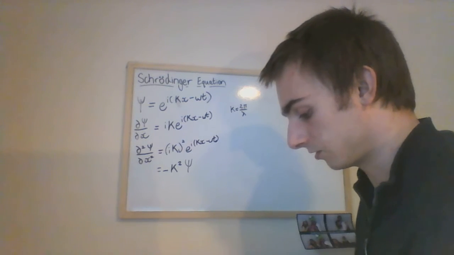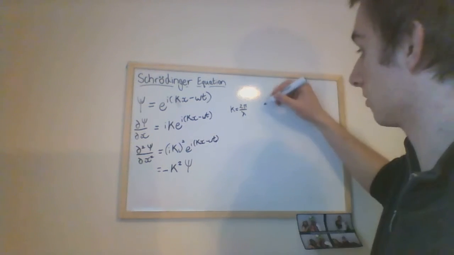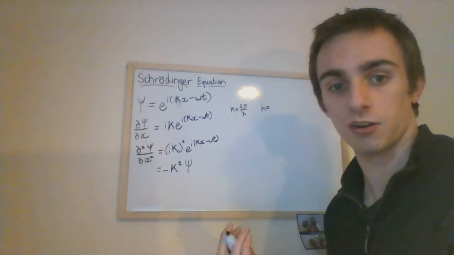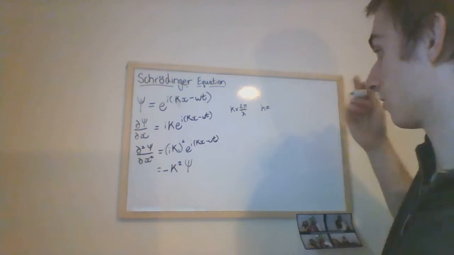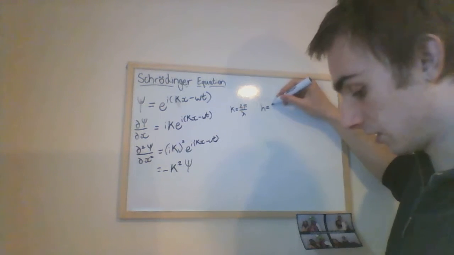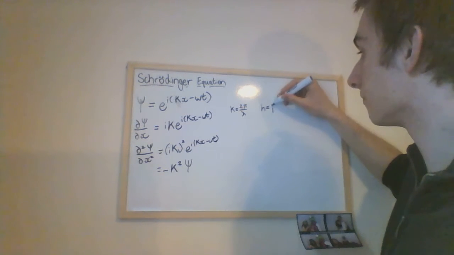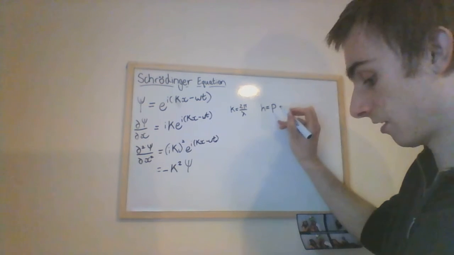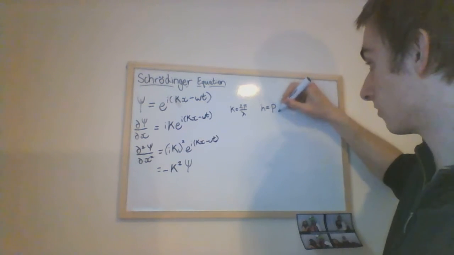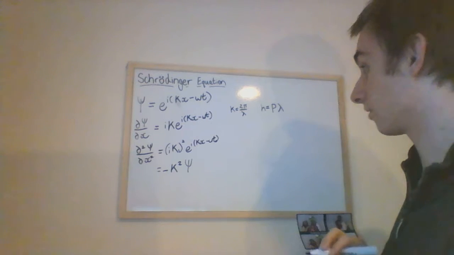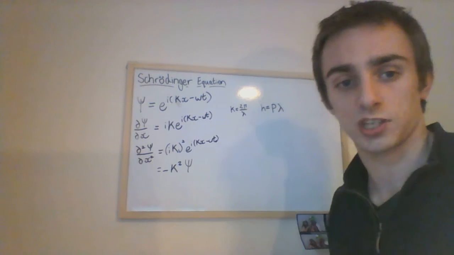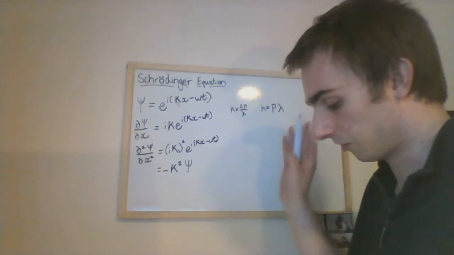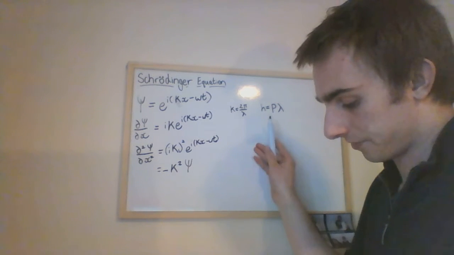And what else do we know? We know that Planck's constant is... it seems like I'm just writing down a bunch of random equations in quantum, but I'm not really. It'll all come together. So Planck's constant is the product of the momentum of a wave-like particle and its wavelength. It's 6.63 times 10 to the minus 34, a very small number.